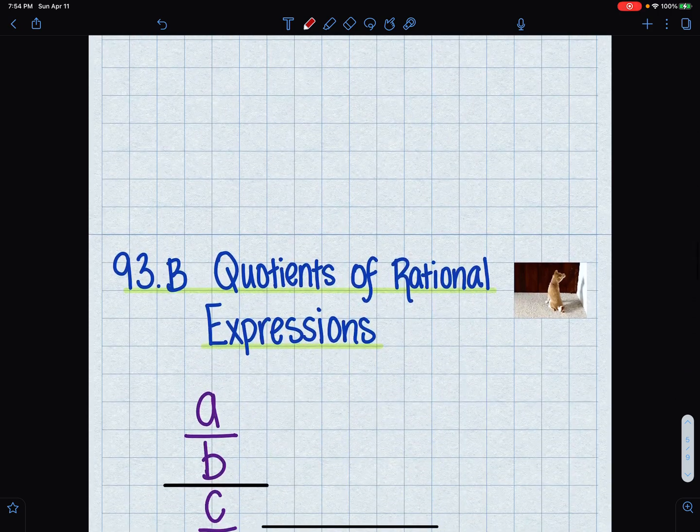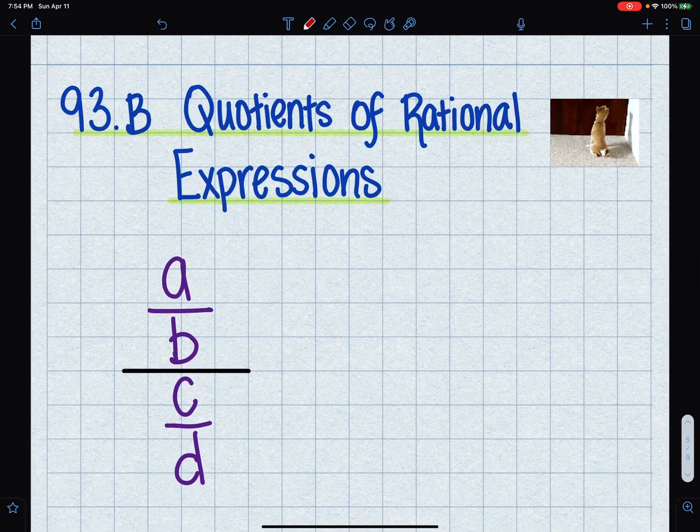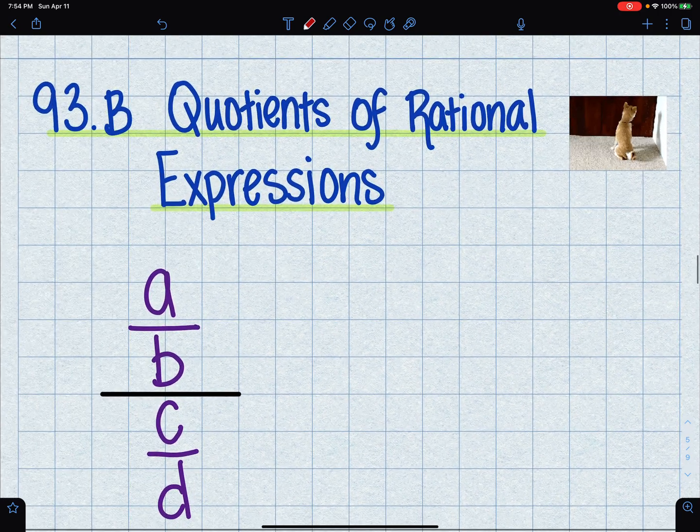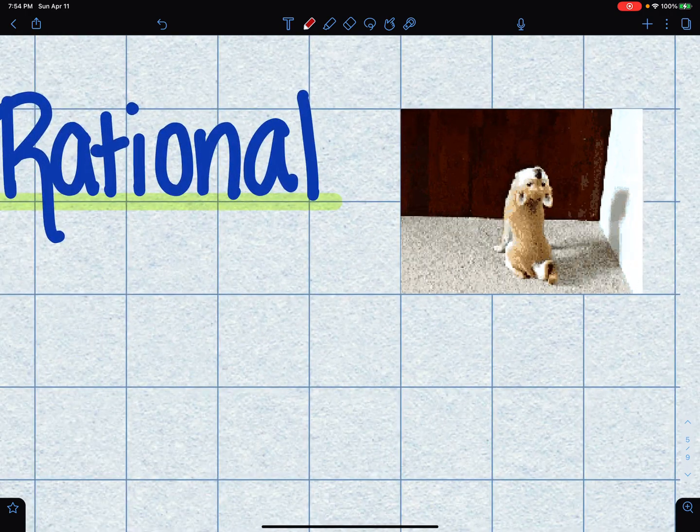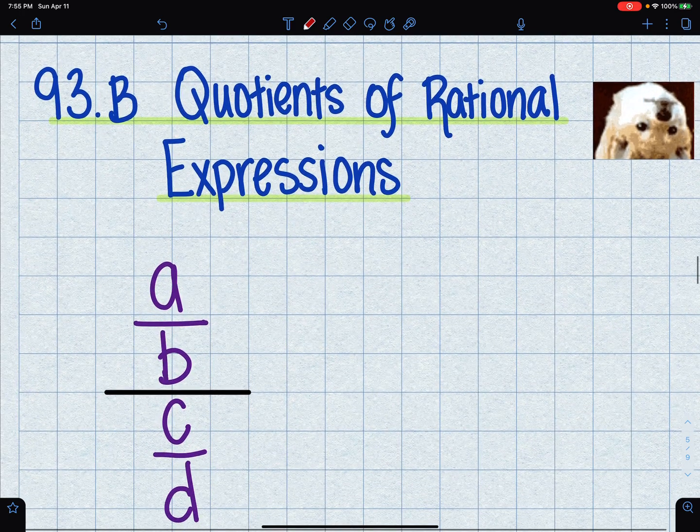All right, we're going to jump ahead to quotients of rational expressions. This is where you are dividing instead of multiplying. And remember, when you divide fractions, you have to flip the second one upside down. See, that's why I put that little GIF there for you. He's flipping it upside down, but it's his head, and that looks a little freaky.